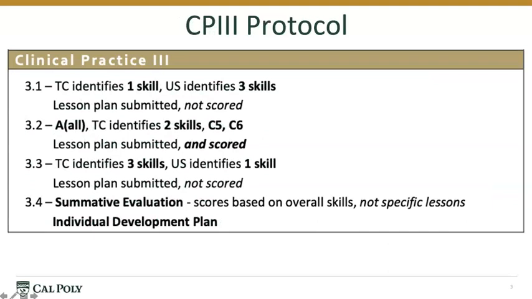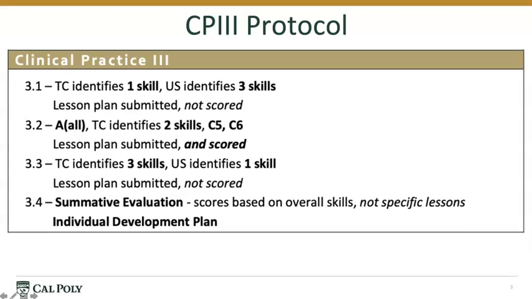The bolded print on the CP3 protocol table contained on the slide indicates the number of skills that the teacher candidate and university supervisor are responsible for selecting. The teacher candidate will select skills based on personal needs and growth. There are 3 formal observations and 1 informal observation, which is combined with a summative evaluation.